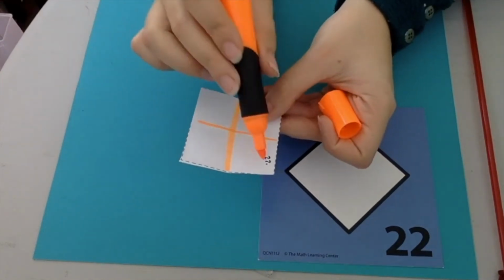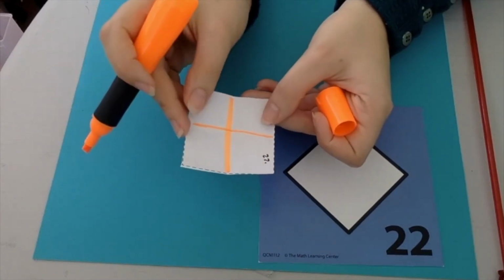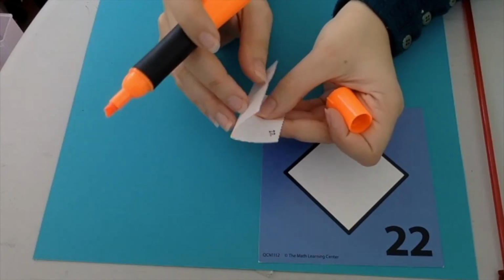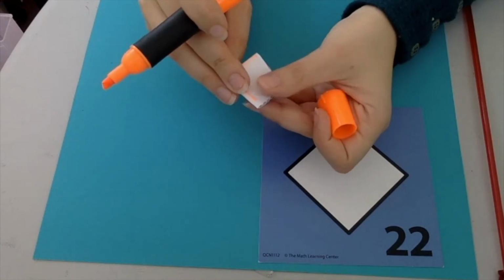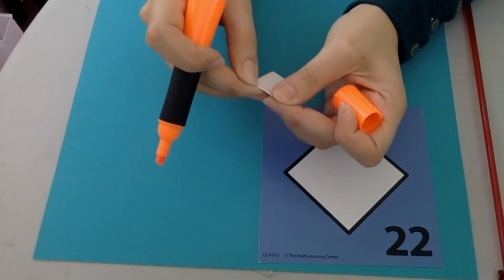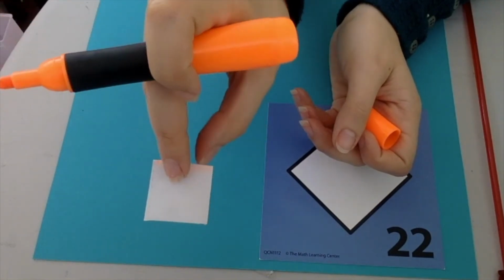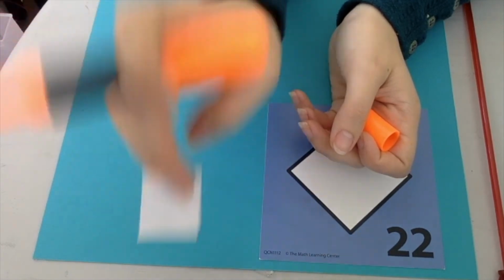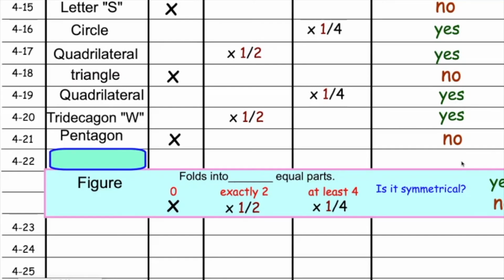And I have 4 sections. Each section is a little square inside the big square. So I have 4 congruent shapes, which means it's symmetrical. You can also try folding it in half and then fold it in half again, and you should end up with a little square. And that way we know it's very, very congruent, it's very symmetrical, and it folds into 2 equal parts, into fourths. So now that we've worked with our shape, we're ready to work with our observation chart.